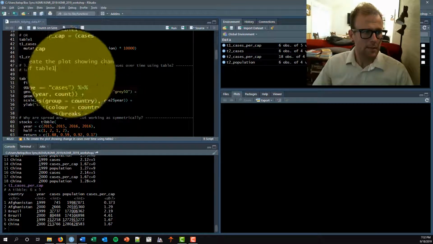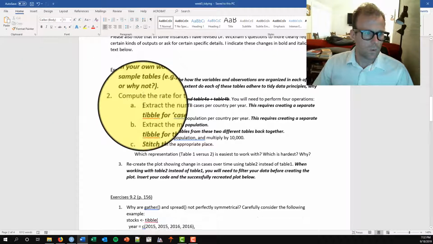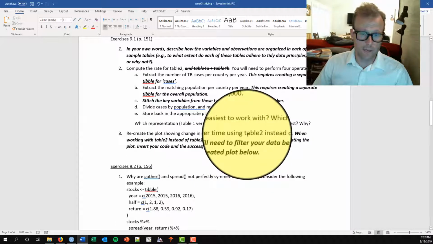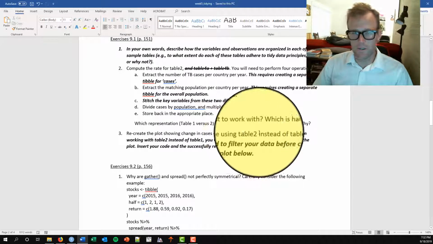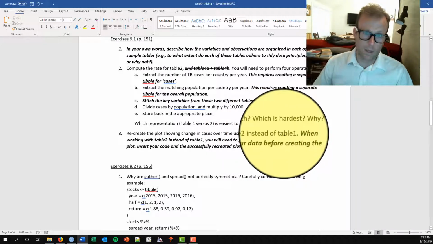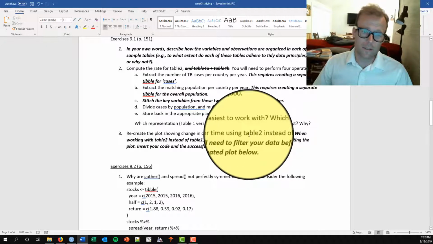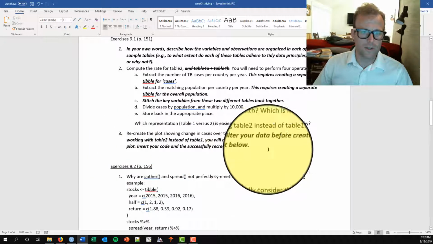So next in the homework assignment, we want you to recreate the plot showing the change in cases over time, right, which is being presented in the textbook. So in the textbook, the data underlying that uses table 1. However, in your homework assignment, we want you to do it using table 2 instead of table 1. So when we're working with table 2, we're going to need to filter our data before creating the plot. And I'm going to ask you to insert your code and then the successfully recreated plot below.